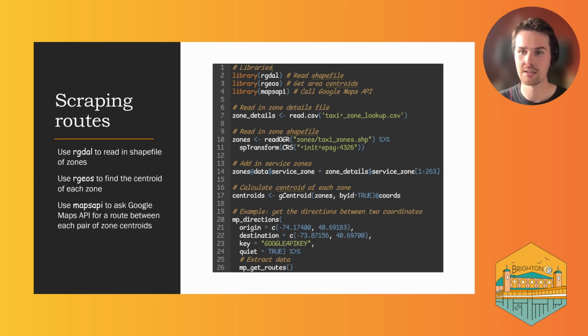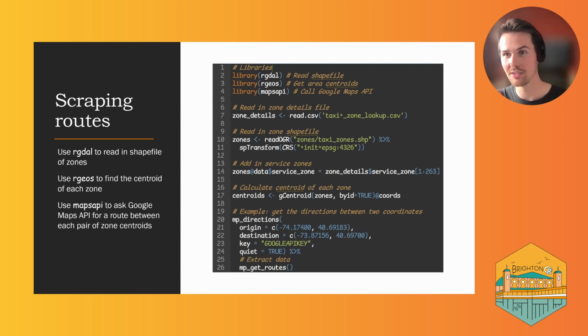So we can systematically ask it to calculate the centroid of each of the zones within New York. Once we've got each of those centroids, I've got an example of just asking Google Maps for directions between two hard-coded coordinates here. Using the Maps API library, we can easily ask the Google Maps API for the directions between each of these zones. And this will be really cool when we visualize it. Right now, it might be a bit meaningless.